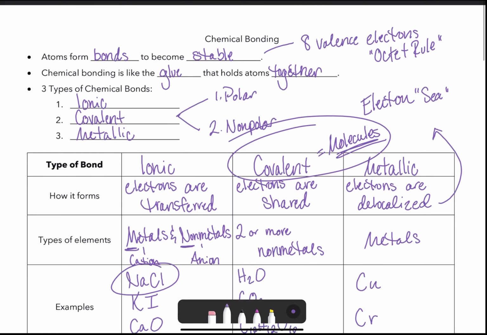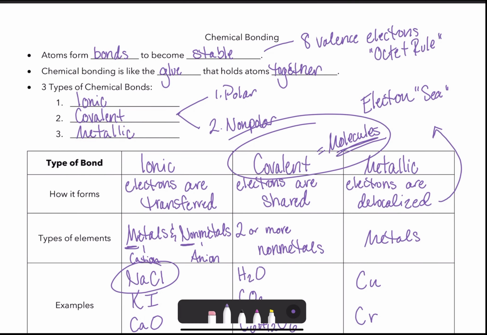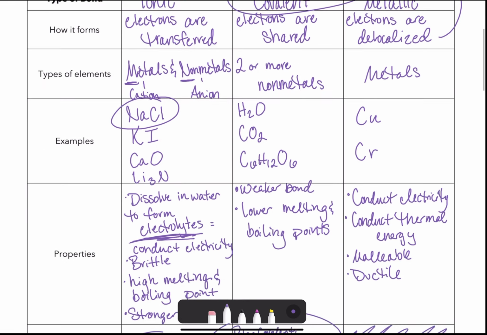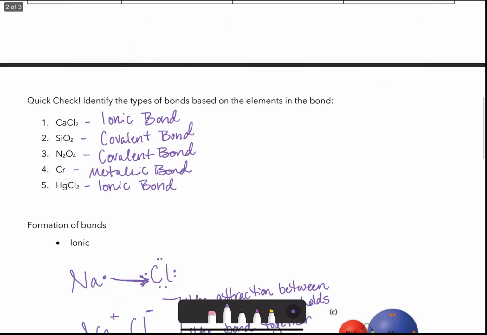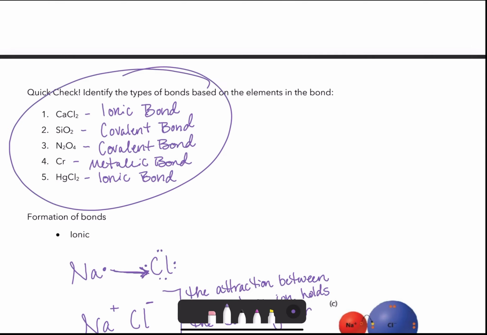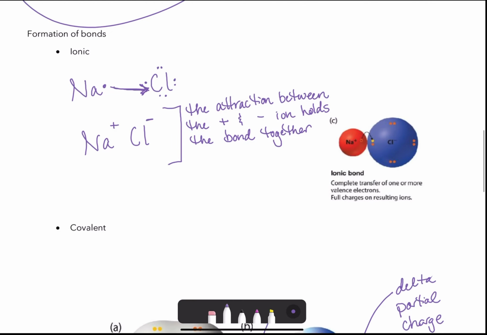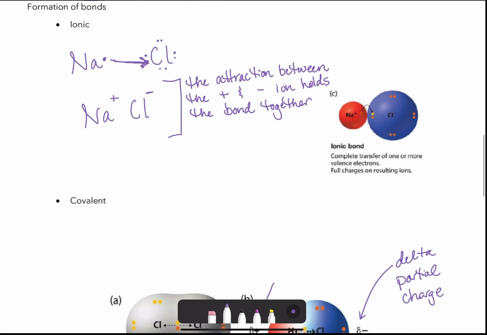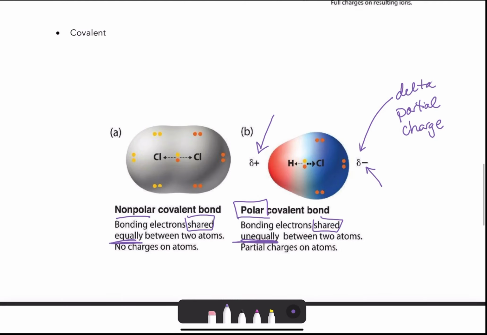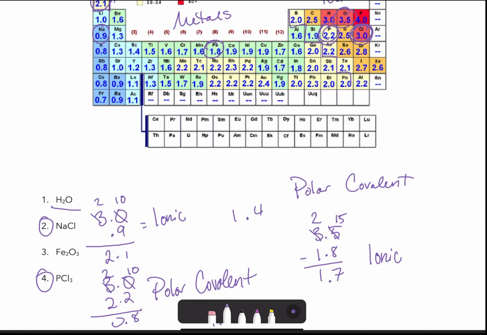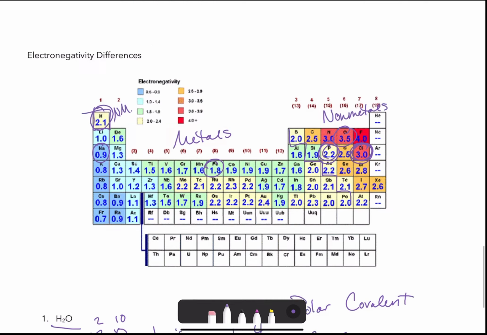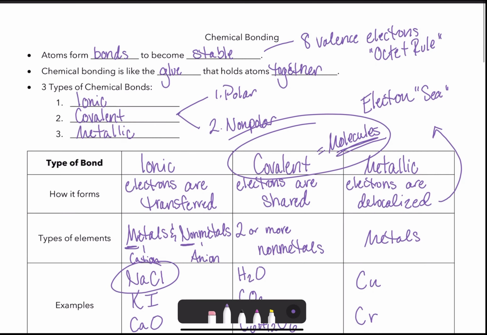All right, to recap, you know that atoms form bonds to become stable. You know the 3 types of bonds, how they form, the elements. You know the properties of them, the electronegativity differences. You can look at just a compound to figure out, is it ionic, covalent, or metallic? You know how they form. We can see the transferring of electrons, whether or not the electrons are shared equally or unequally. And then you can calculate the electronegativity differences to figure out what type of bond you have. That is it for your chemical bonding notes.